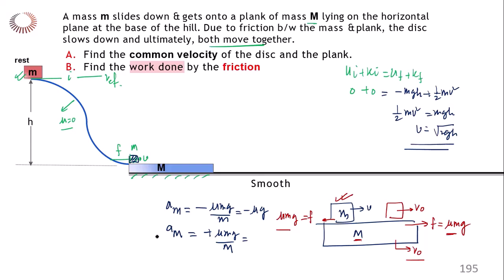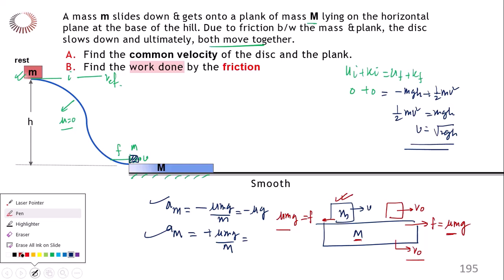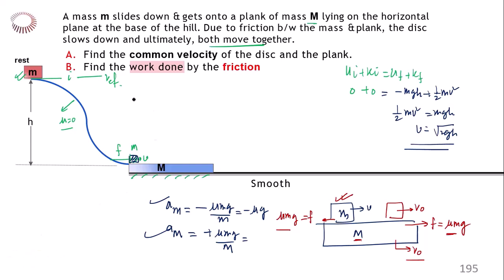Okay. So because of this, let us say after some time, both the particles attain the common velocity. So v naught, if I write for small m, should be equal to how much? v minus at, that is v minus mu g into t naught. Let us say after t naught time.